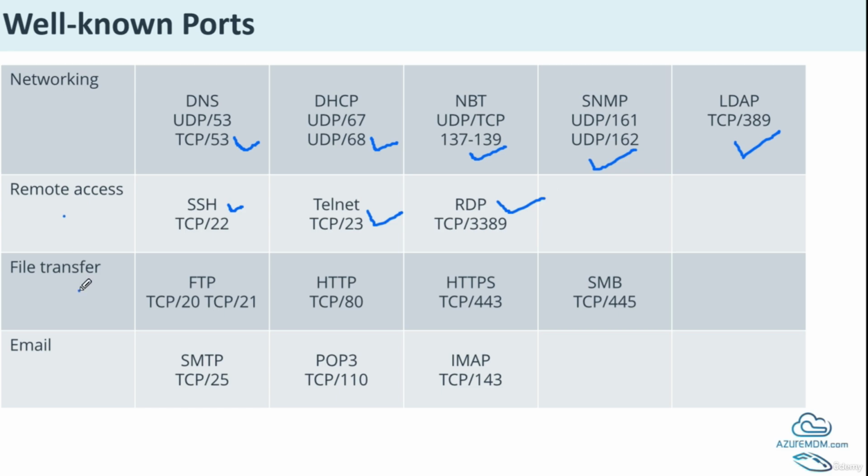File transfer is TCP 20 or 21 in FTP. HTTP uses TCP 80. For HTTP, 443 for encrypted HTTPS. SMB for file sharing uses TCP 445. Email: SMTP, for sending the mail, uses TCP 25. POP3 uses TCP 110. And IMAP uses TCP 143.